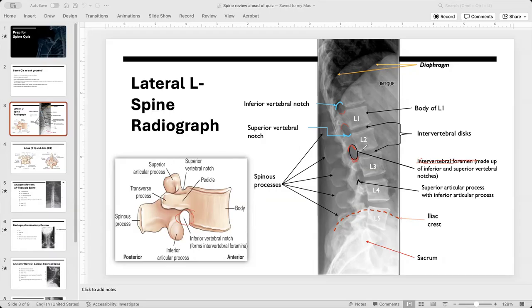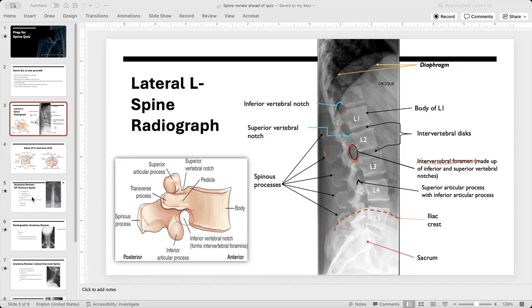The other parts of this that are common to other vertebrae, like the T-spine, for example, and most of the C-spine, but not C1, is going to be the spinous process here, here. We have a transverse process, not easily seen on the lateral. And in this illustration, it's good, but you won't really see that until we see an AP view.